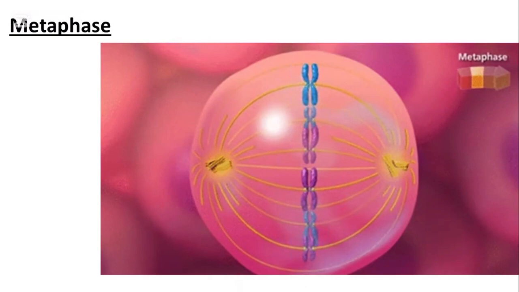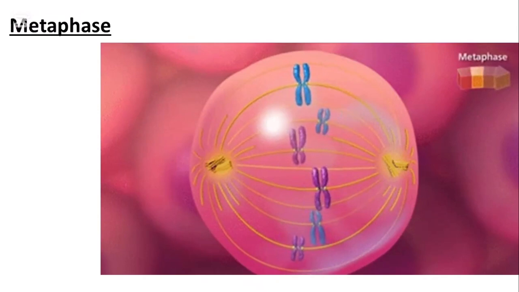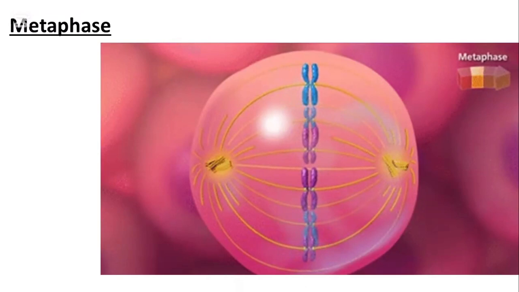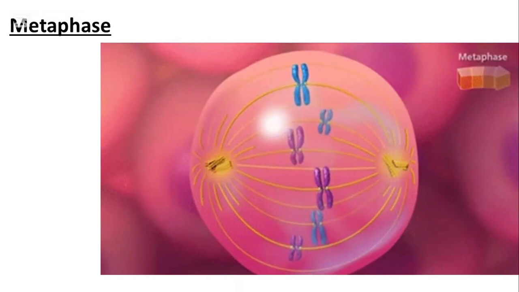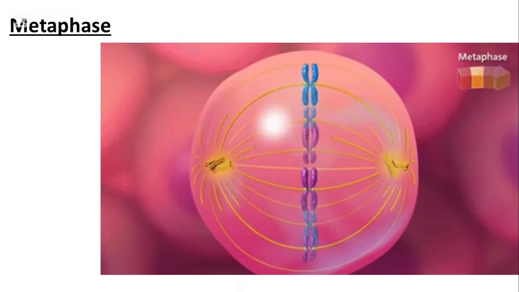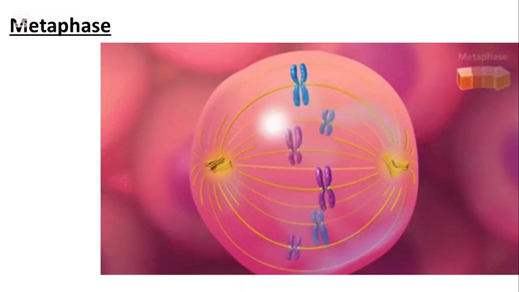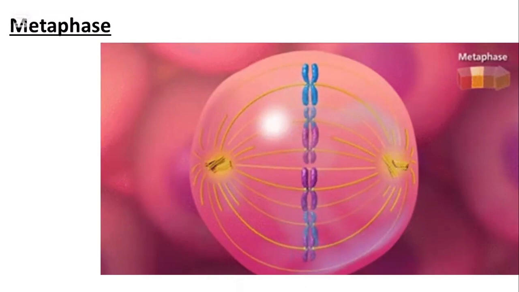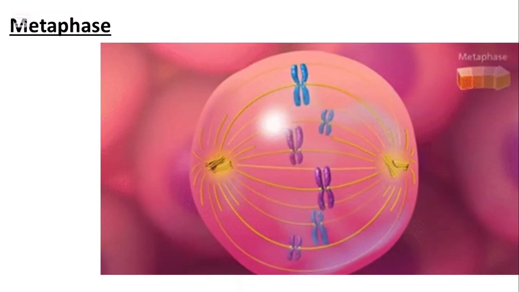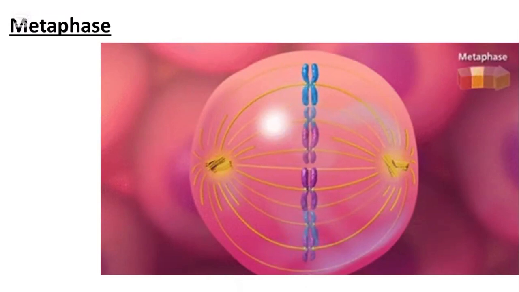Spindle fibers will attach to the centromere with the help of kinetochore proteins, because kinetochore proteins are present in the centromere and also on spindle fibers. Three kinds of spindle fibers originate from the centrioles, and out of these three types, one is called the kinetochore spindle fiber, and that will attach with the kinetochore protein in the chromosome. Alignment ensures equal division of chromosomes in the next cell.